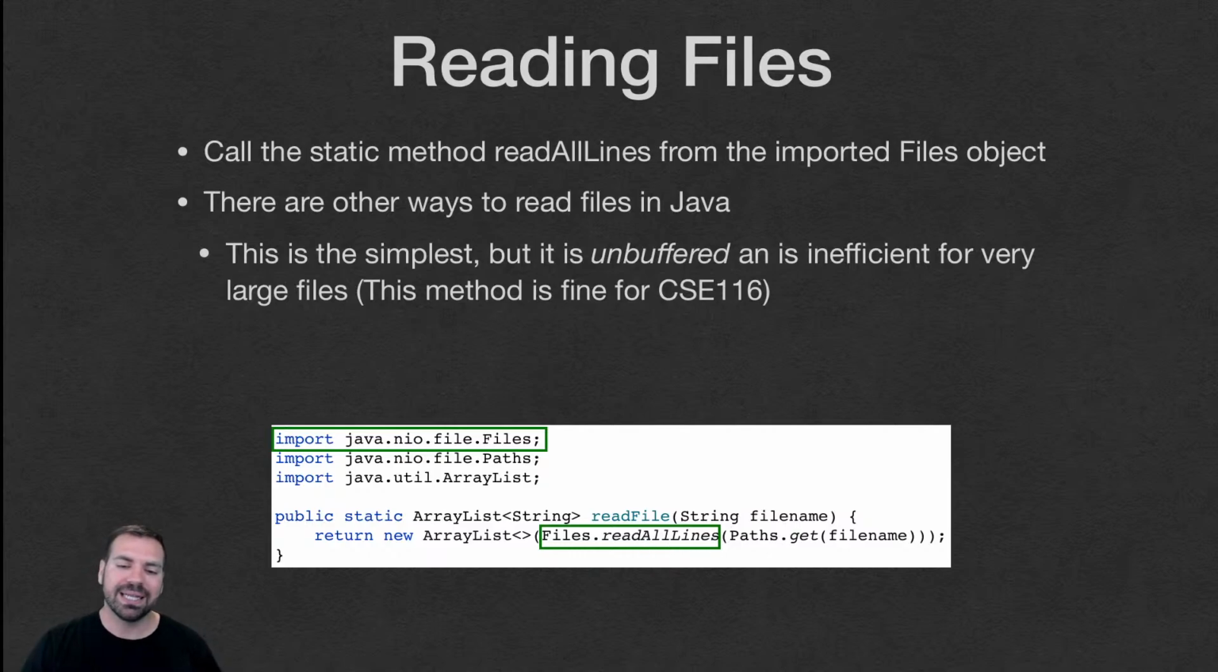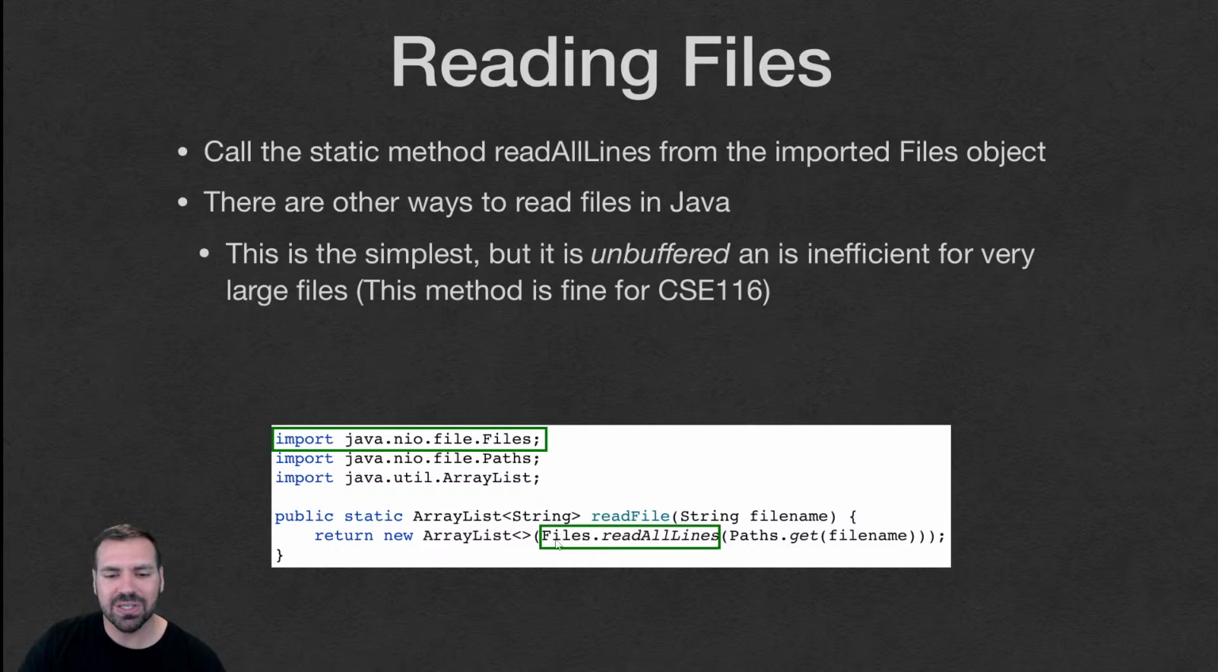So we get a path representing our file that we can feed into the readAllLines method. Then readAllLines takes that path and returns a list of strings, which is going to contain all of the lines of that file. So this actually goes to the hard drive, reads the entire file, splits it on newline characters, and returns a list of all of those lines in one data structure of type List. I'll get to that more when we get to the next slide.